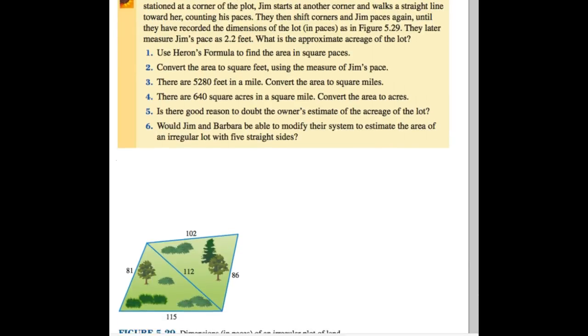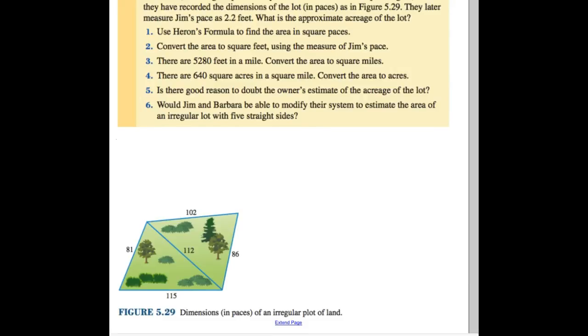All right, so we're going to walk through our steps here. Notice the picture at the bottom, where the paces have been listed out. It says use Heron's formula to find the area in square paces. So we have two separate triangles. We're going to have to find each one individually.